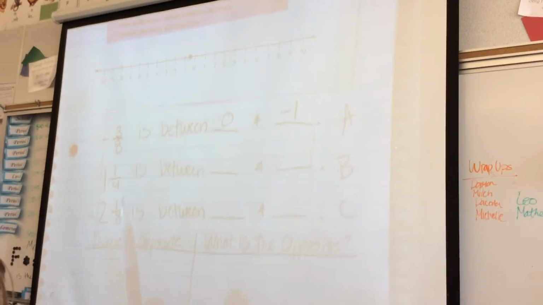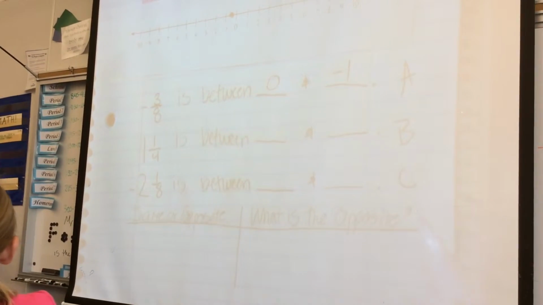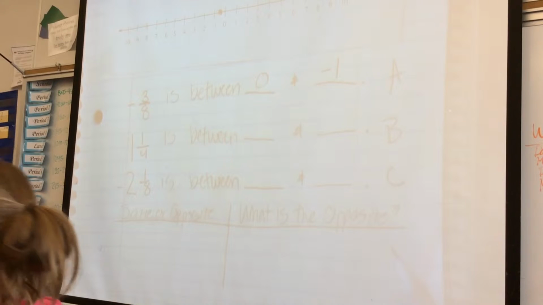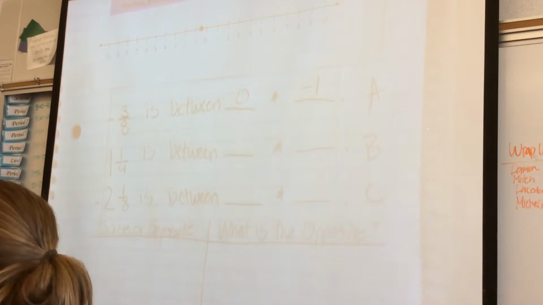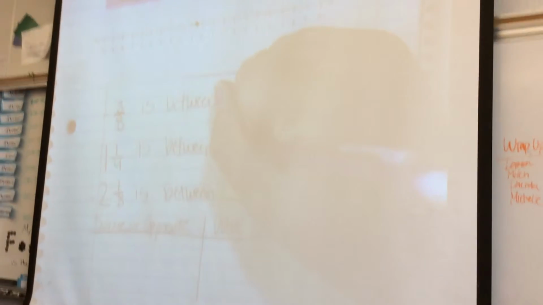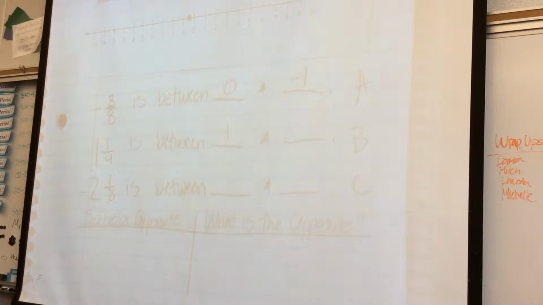Okay? So now let's look at the second one. I have positive 1 and 1/4. Show me on your fingers. What is the whole number? My whole number. I should have everybody showing me on your fingers right now. What is my whole number, everyone? 1. Is it positive or negative? Positive. It's positive. So I have a positive 1.